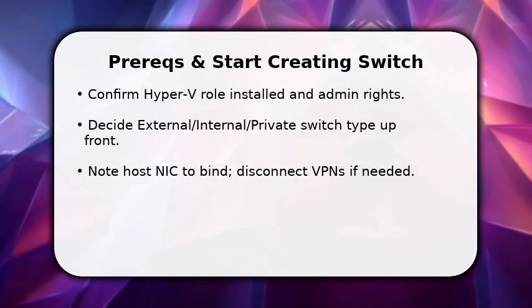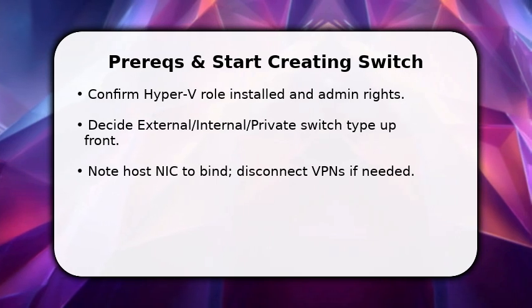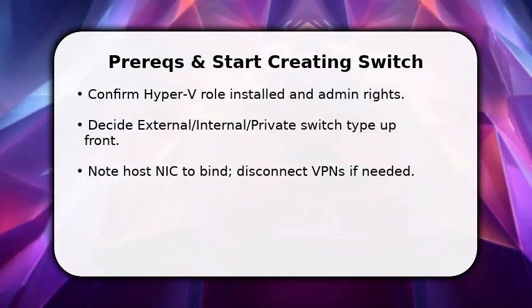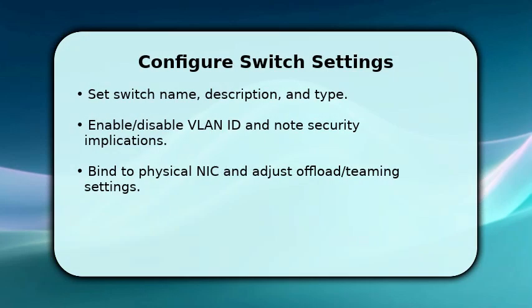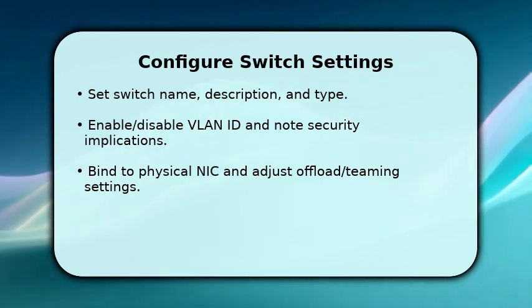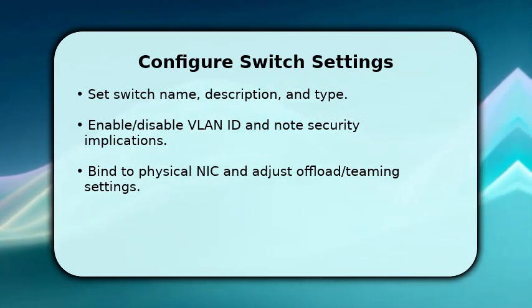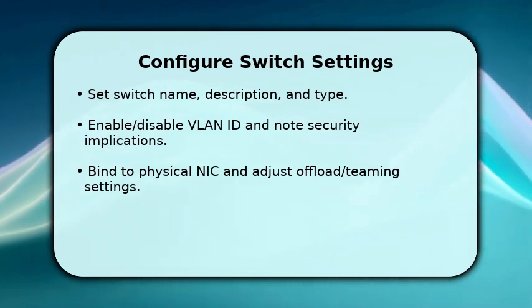Now open Hyper-V Manager, select the host, and click Virtual Switch Manager to start. Make sure the correct physical NIC is available and not bound by other services. You now set the switch name and description so it's identifiable later. Clear names prevent misconfiguration. Next, configure VLAN ID only if your network requires segmentation, because mislabeling VLAN blocks traffic.